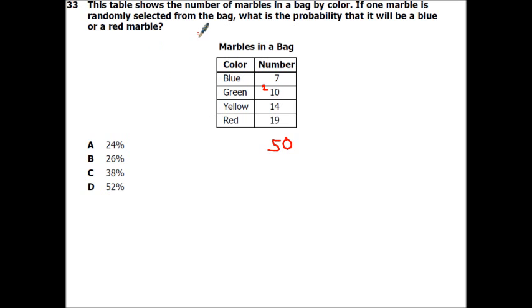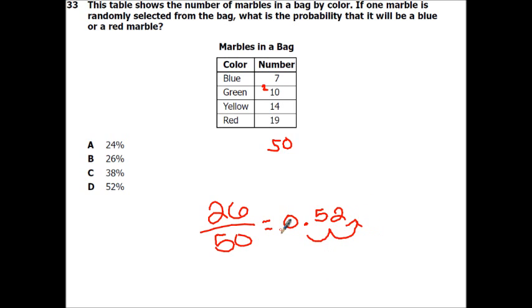Alright, now they want us to know what is the probability that it'll be a blue or a red. So I had 7 blue and I had 19 red, so altogether I had 26 blue and reds. So 26 out of 50 is my probability. If I was to find that as a decimal, that would give me 0.52. And we want to change that to a percent, so remember that's just moving it 2 decimal places to the right, so that would give me a 52% chance.